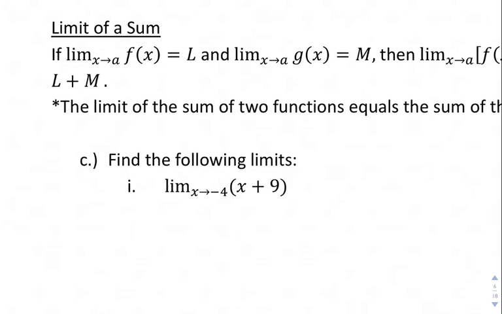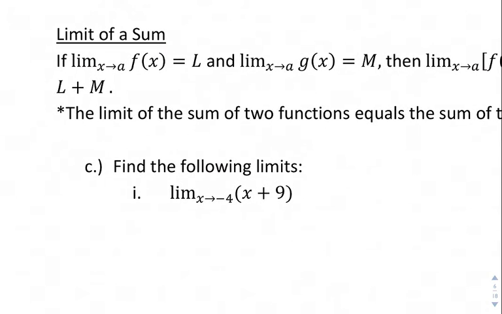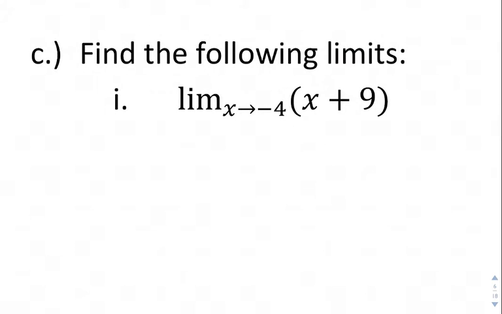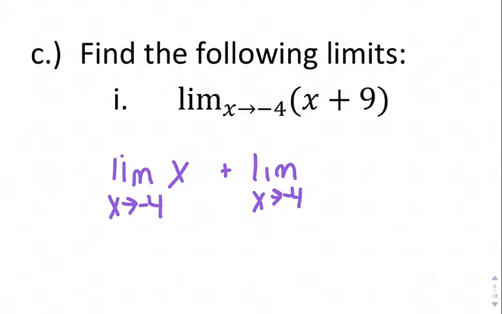Limit of a sum. So for a limit of a sum, we're going to break this up and use those two previous properties to figure out our answer. So for a sum, it's like we're taking the limit as x approaches negative 4 of x plus the limit as x approaches negative 4 of 9, and we're going to figure those out individually.